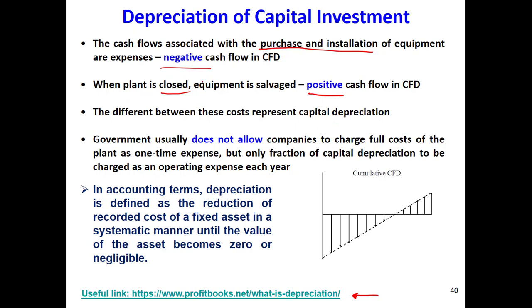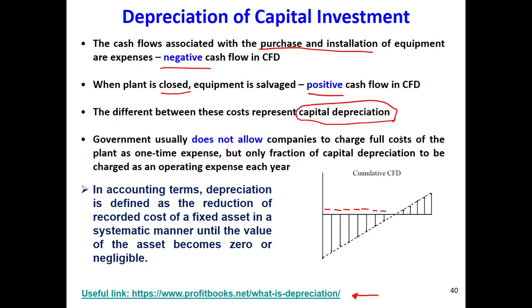But by the way, after each year the equipment gets old and loses its value. So we need to calculate how much money we lose because my equipment is getting old, or because I have maintenance. Those are the things we have to calculate. That is called the capital depreciation.